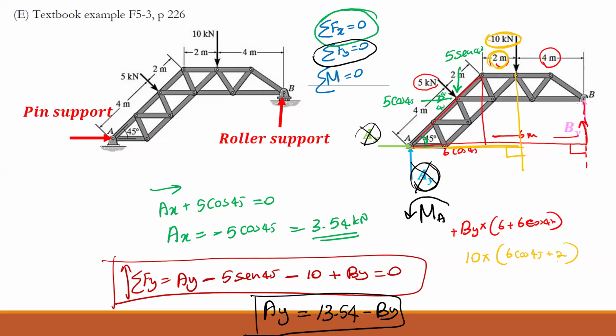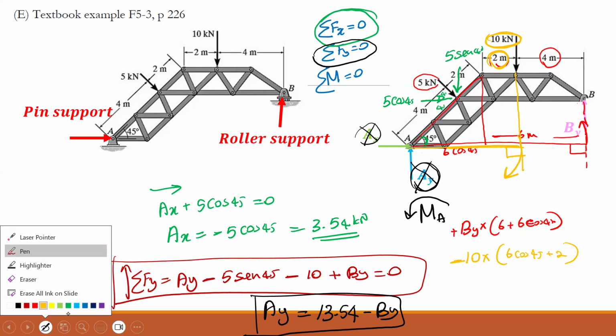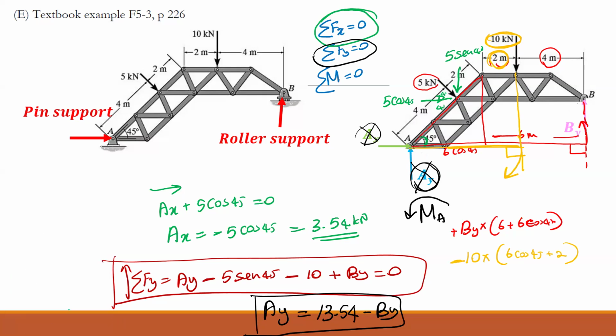And if you push it, this is going in the clockwise direction. So this is a negative moment. And we have two more forces actually. So we have the 5 sine 45 force, which is this one here. So the perpendicular distance will be 4 cos 45, and it is making a clockwise moment, which is negative.